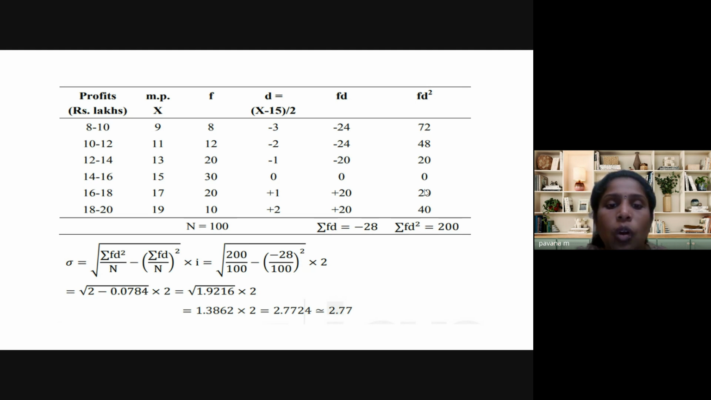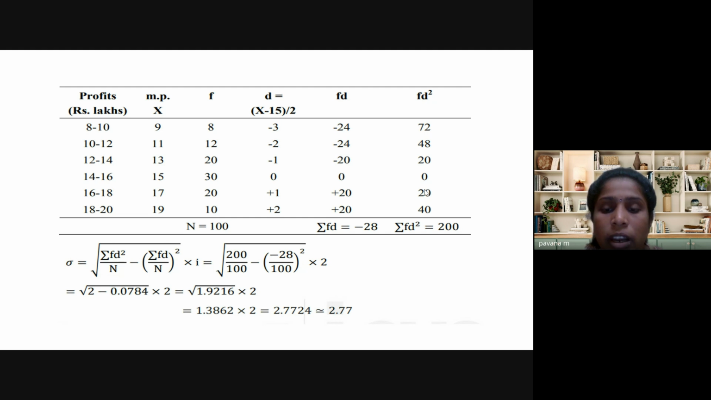So D is equal to x minus 15 by 2. x means 9, 9 minus 15, minus 6 by 2, so minus 3. 11 minus 15, minus 4 by 2, minus 2. 13 minus 15, minus 2 by 2, minus 1. Like that you have to calculate the D values. Once you calculate the D values, then you have to calculate F into D. F means 8, 8 into minus 3, minus 24. You have to consider the negative values also in FD.